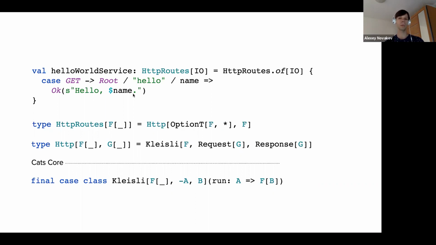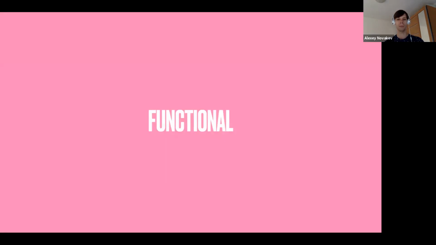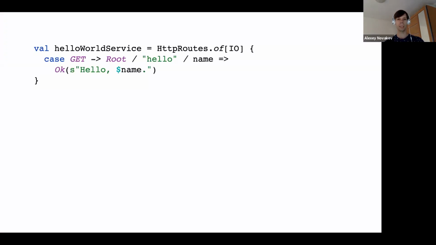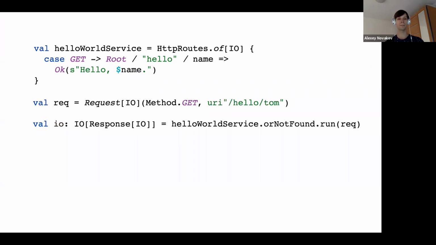And later you use this route in your server to start the server. In terms of functional, we have this route, right? We also have a variable name for it, like a service, like hello world service, that we then plug into the server that's going to be started and listening for user requests.